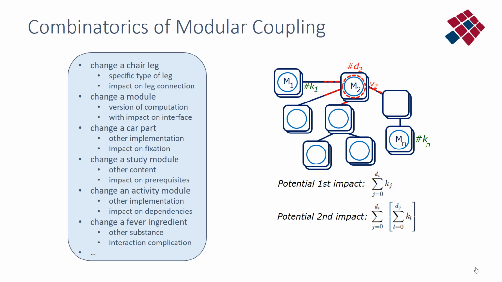So changing a leg of a chair can have an impact on the connection. Changing a version of a certain computation or an encryption or a message can have an impact on the code around it, the code calling it. Changing a car part, etc. Changing a substance, a fever ingredient in a cough syrup, can have an impact and an interaction and an adverse effect based on the combination with the other ingredients, for instance.